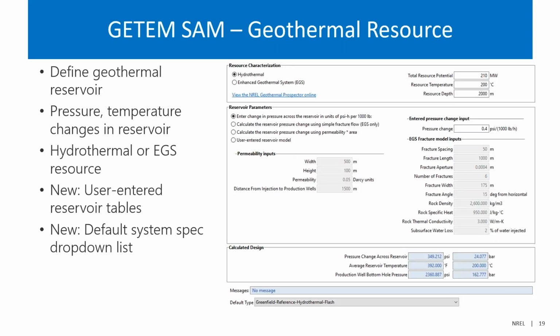So a quick look into some of the inputs for the SAM model before we get into the live demo. We start with defining a geothermal resource. So on this page, you would define whether you have a hydrothermal or EGS project. You would define your key parameters for your resource temperature and your resource depth. And then you would calculate your reservoir model. There's now 4 different ways to do that in SAM. There's a pressure change, single input, EGS, Green Garden-based fracture modeling, permeability calculations, or a new user-defined table of reservoir performance over time as an option.